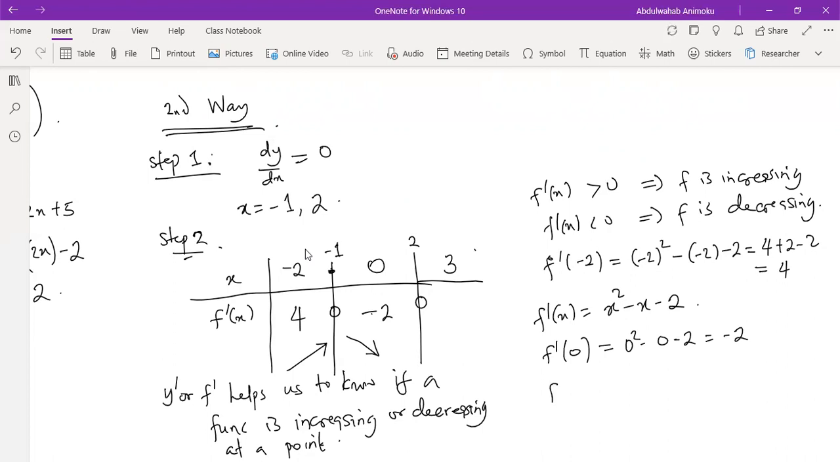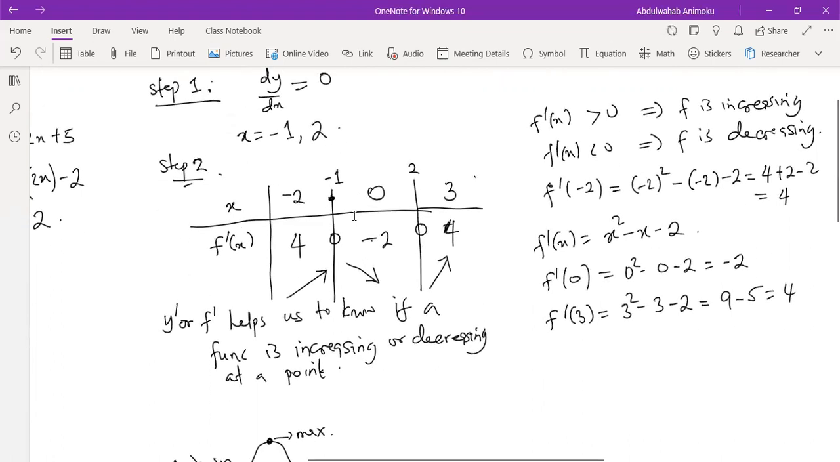And finally, f prime at 3 will be 3 squared minus 3 minus 2. So that is 9 minus 5, which is 4. It is also greater than 0, which means it will be increasing again beyond 2. So the function from 2 and above would be increasing. Now, what does this tell us? Where you see the arrow going up and then moving down, it means there is a maximum. And when it is moving down, then back up, that means there is a minimum.